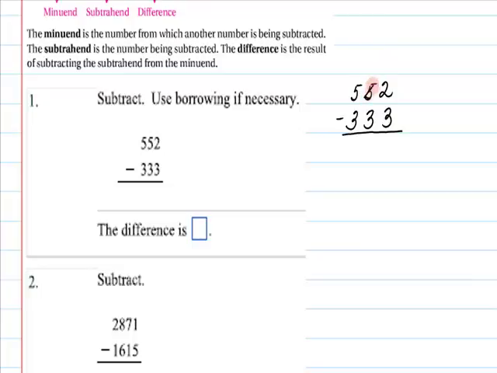You go over to the tens column and borrow, which means that 5 now becomes a 4. Because you borrowed a 10, the 2 now turns into 12. It's kind of hard to see that, but 12 minus 3 is 9. I have 4 minus 3 is 1, and 5 minus 3 is 2. I have 219. So the difference between those two numbers is 219, and we did have to borrow.